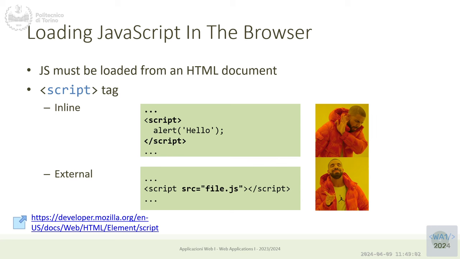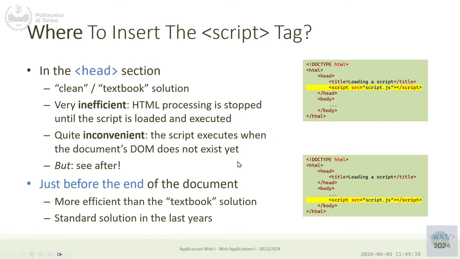Basically, of course, what we want to do is to have some external file to import into our HTML document that contains the dynamic behavior. We can use the script tag in HTML. By the way, script would also allow for an inline JavaScript instruction, just inside the page, but we don't want to do that. We always have an external file that we want to import and execute in the context of the page.